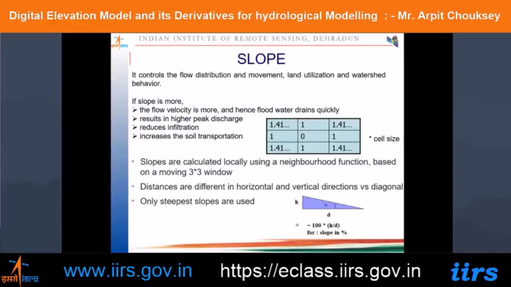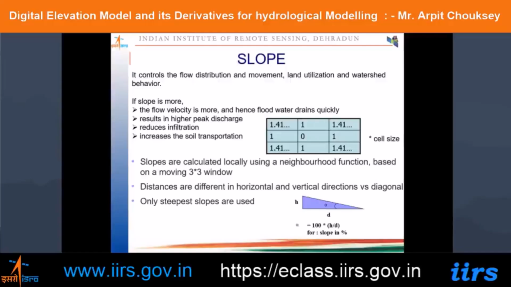Now the very first raw parameter which can be derived from the DEM is the slope. Slope controls the flow distribution and movement, land utilization, and watershed behavior. In the water resources aspect, slope plays a very dominant role, because if slope is more, flow velocity is more, hence the flood water drains quickly, resulting in higher peak discharge, reduced infiltration, and increased soil transportation. So slope is very important, and it can be calculated locally using a neighborhood function based on a moving 3 by 3 window.